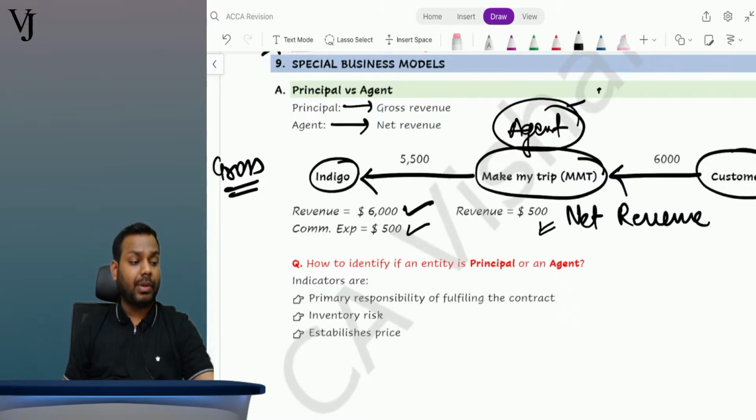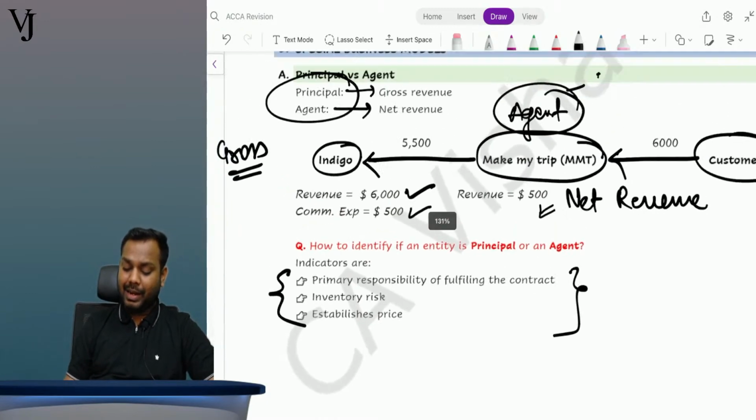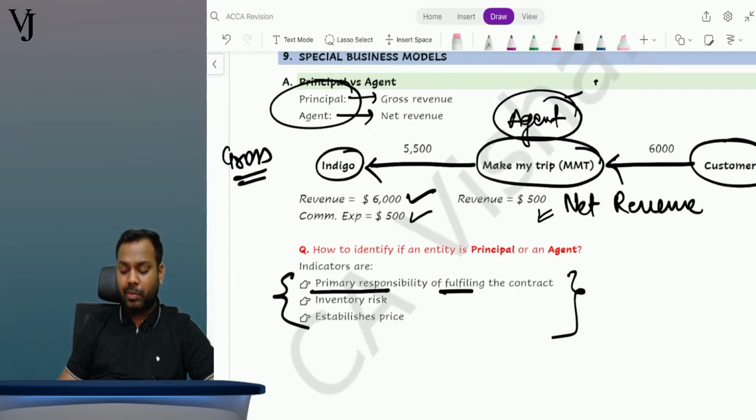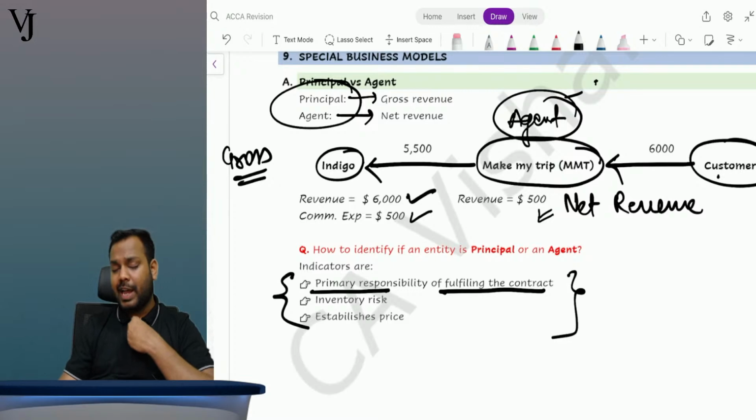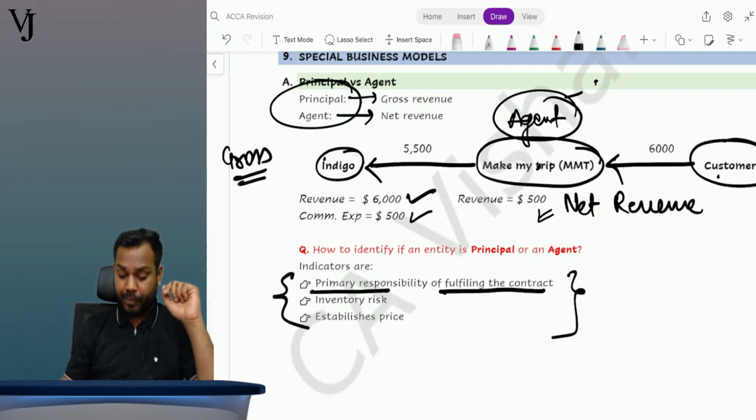Now the question that comes up here is how to identify who is the principal and who is the agent, based on these 3 indicators. Tell me, in our case, who has the primary responsibility of fulfilling the contract? Let's suppose I have booked a flight. Tell me, who will give me the transport services? Make My Trip or Indigo? Indigo.